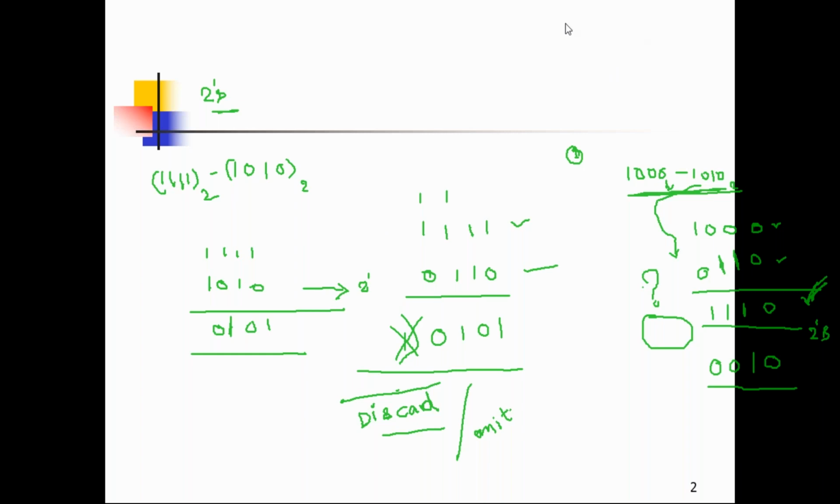So far, whatever arithmetic operations were discussed in today's session, this is called unsigned arithmetic operations. Signed binary number arithmetic is also there. That is very important. We will see such arithmetic operations in one more session.